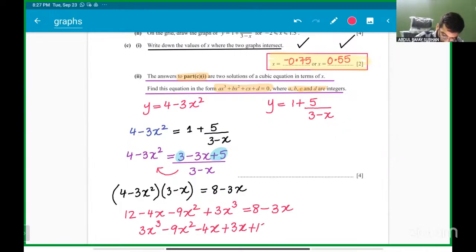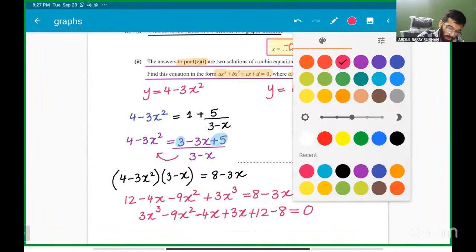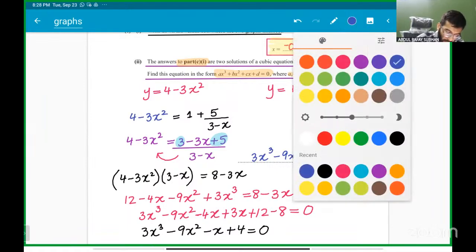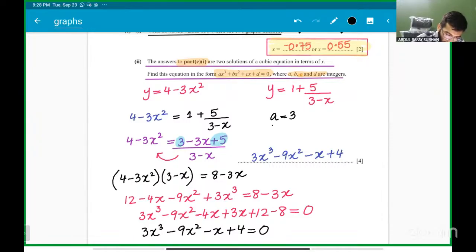Simplify to one side, 12 minus 8 is equal to 0. As you can see, students, it will be coming out as 3x cubed minus 9x squared minus x plus 4 equals 0. So that's the equation that you have to write down here to get all 4 marks. If the values of a, b, c, d are correct, you get all 4 marks. 3x cubed minus 9x squared minus x plus 4. So a value is 3, b value is negative 9, c value is minus 1, and d value is positive 4.